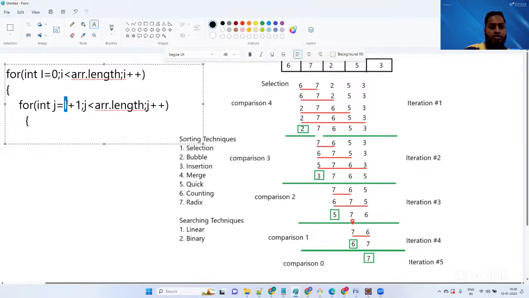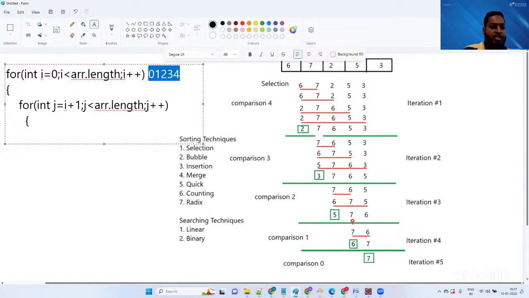So this is my i. In the first iteration, i is at 6, and j is just one step ahead of i, so j is at 7. And j will increment, then j will go to 2, then to 5, and then to 3. As I'm starting from one step ahead, the outer loop will go 0, 1, 2, 3, 4, so this will go 5 times.